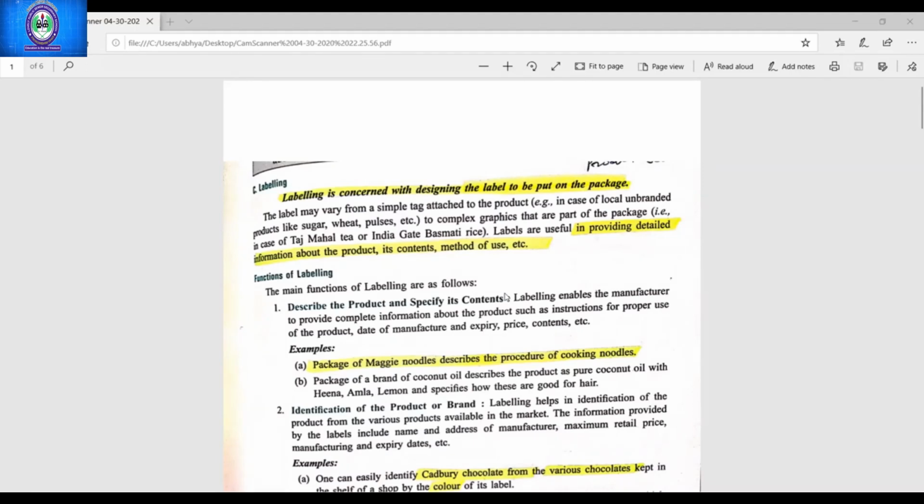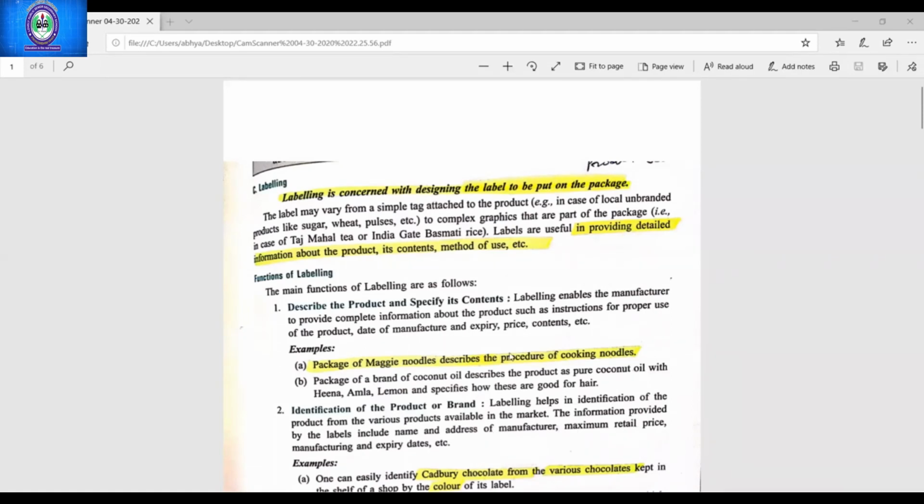And sometimes instructions, maybe where we have to keep them in the refrigerator, keep away from sunlight or heat. All such types of instructions are also given on the label. So after branding or packaging our product, we have to draw the label of our product. Okay, while doing the project work also you have to draw your label.